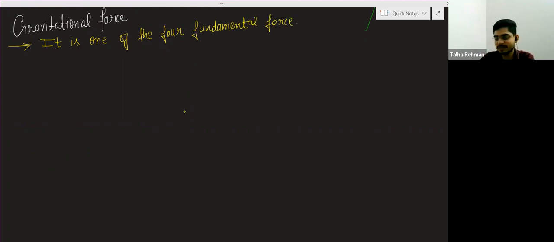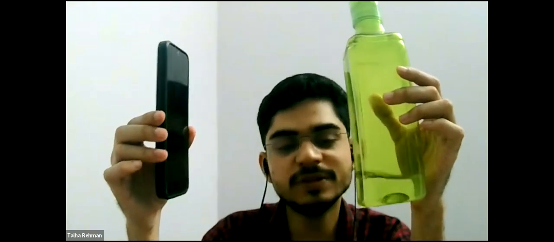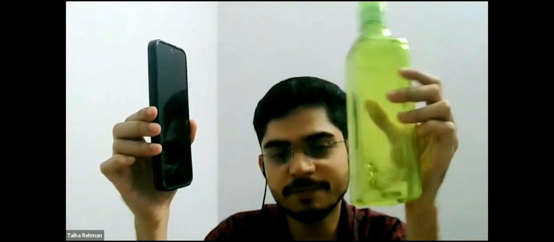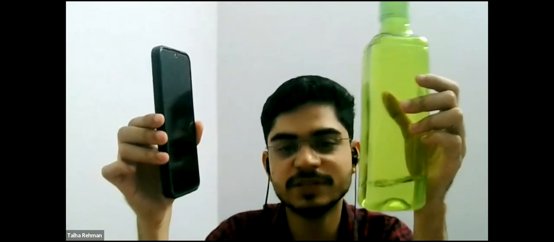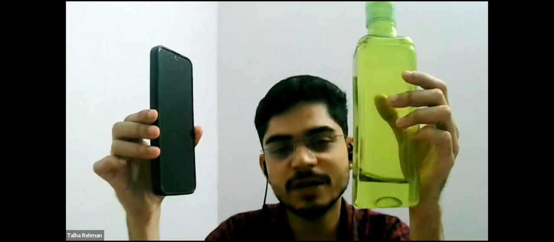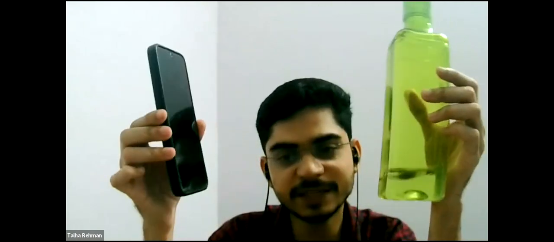And remember that I am saying that there is a force. See, this is your bottle. This is not your bottle. This is my bottle. This is a bottle, and this is a phone. And you will say, sir, you are saying that this bottle has mass and this phone has mass, and there is a force of attraction. You are saying that is gravitational force. But why are they not attracting each other?